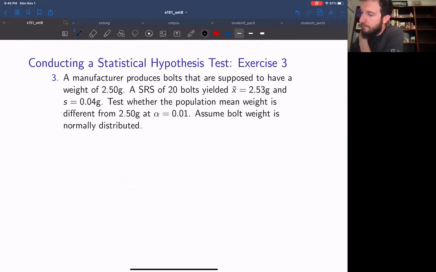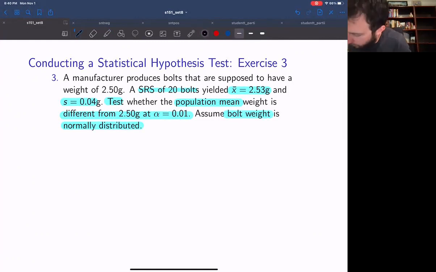Okay, so a lot of information here. We have an SRS of 20 bolts. We have X bar 2.53, s 0.04. Test population mean different from 2.50 at alpha 0.01. Bolt weight normally distributed.